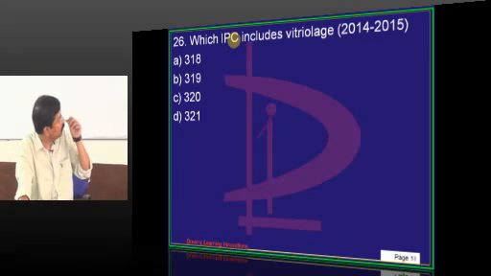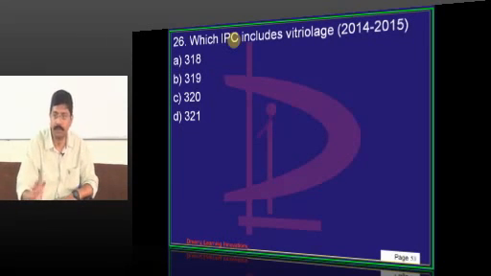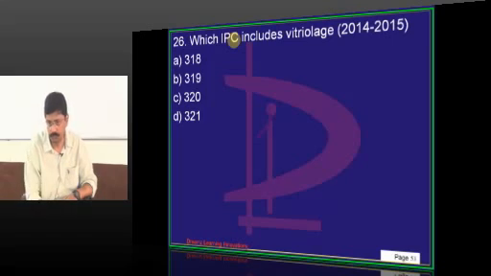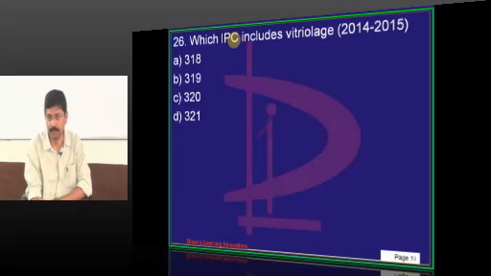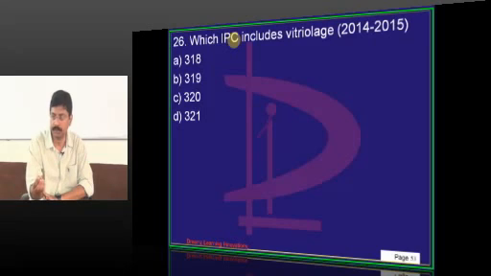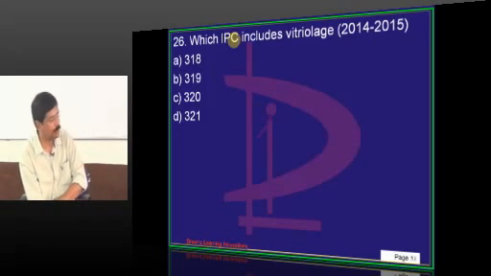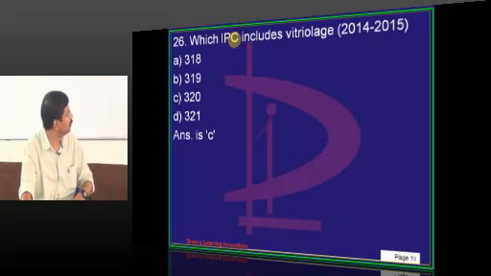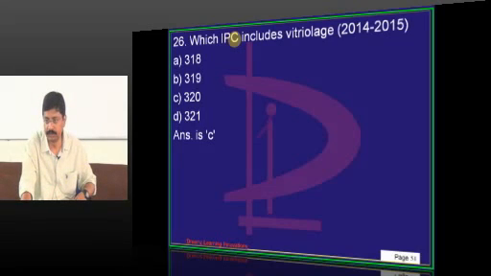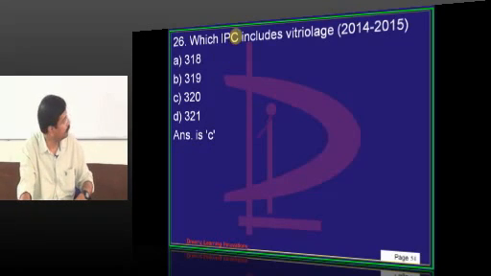Which IPC section includes vitriolage? Vitriolage is throwing of acid. So is it 318, 319, or 320? 318 is abandonment of a child below 12 years. 319 is simple injury, simple hurt. 320 is grievous hurt. 321 is voluntarily causing hurt. So it is grievous injury. Throwing of acid will cause damage. Disfigurement of the face can be there.